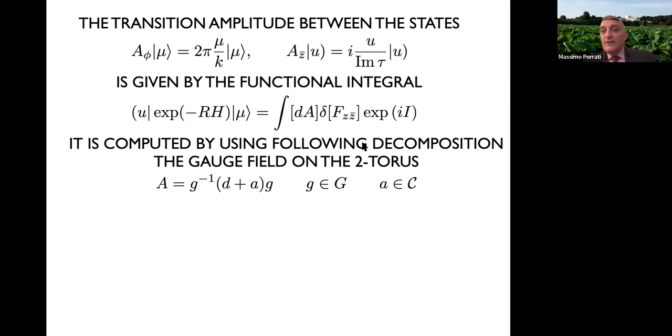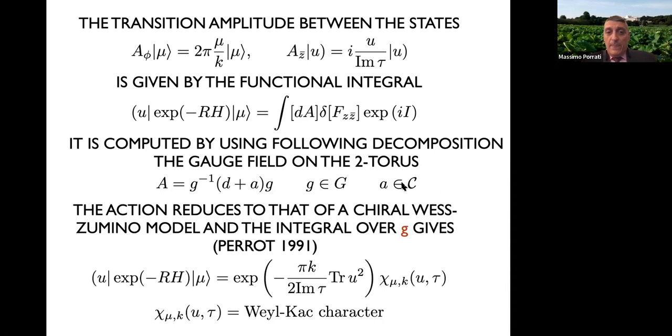And how do you compute this integral? Well, you have to decompose the gauge field on the two-torus as a pure gauge part and some exact component. The delta tells you that F is equal to 0 on each leaf of the foliation. So the gauge field is essentially the gauge transformation of a constant gauge field that belongs to the Cartan subalgebra. And then the computation of this integral reduces exactly to what we expect, a chiral Wess-Zumino-Witten model. And the integral over G was done in 1991 by Perrot. That's the reference that I know. And it gives a Weyl-Kac character of the gauge algebra, which I call chi of mu 1 1 k.